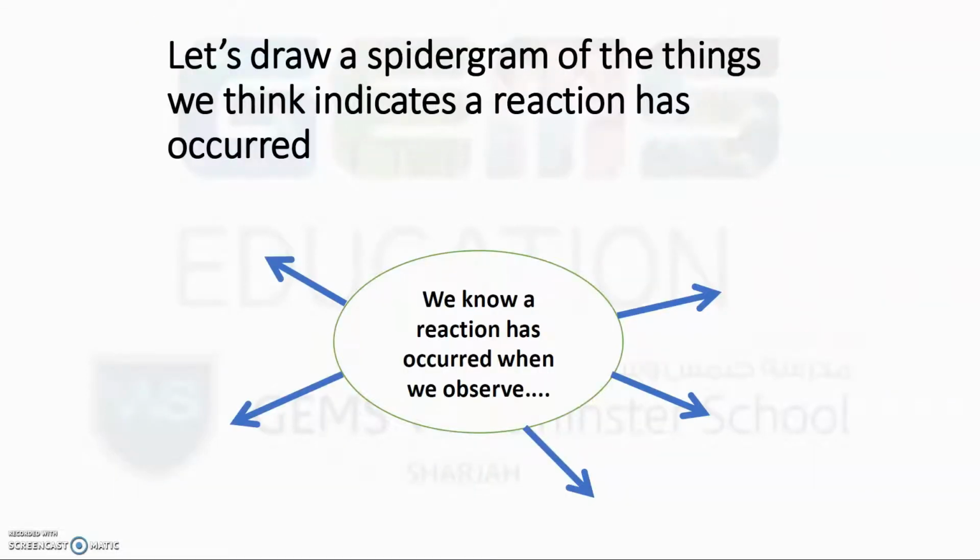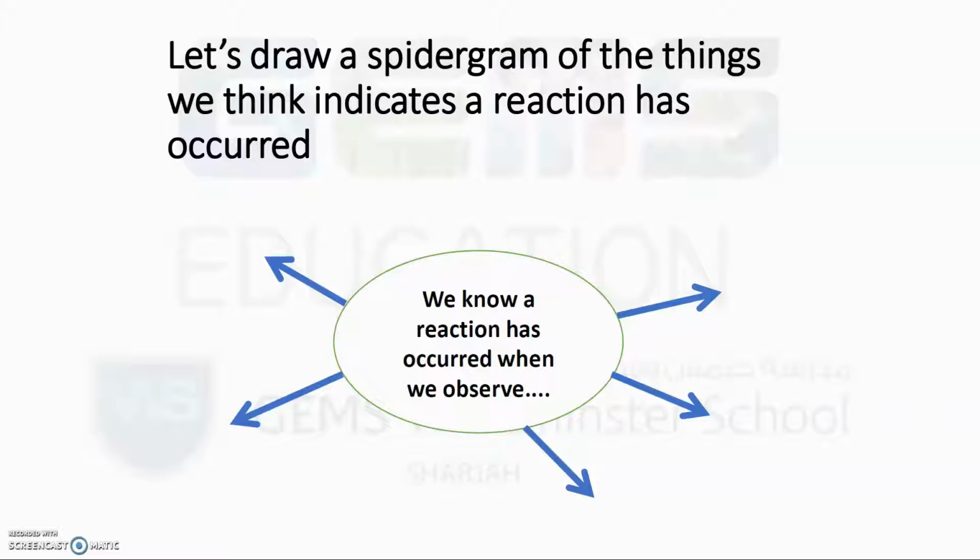Let's draw a spider diagram of the things we think indicate a reaction. One minute. We know a reaction has occurred when we observe that a new substance is formed. And what else can we have? A new substance is like a product.